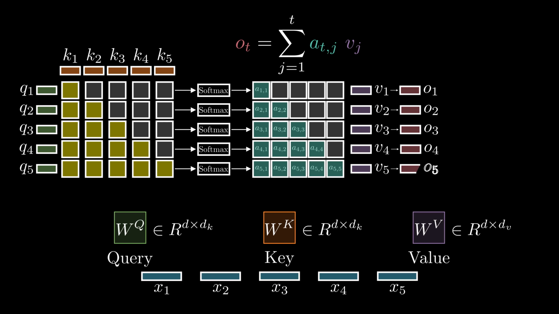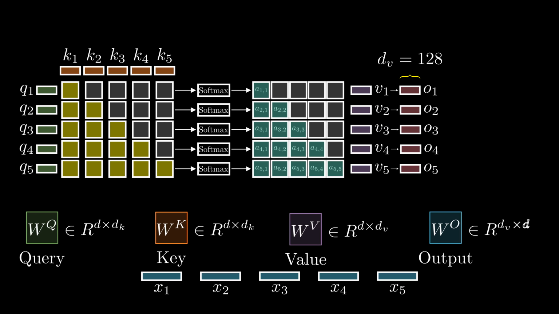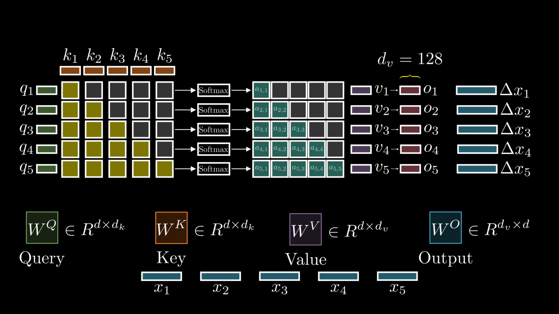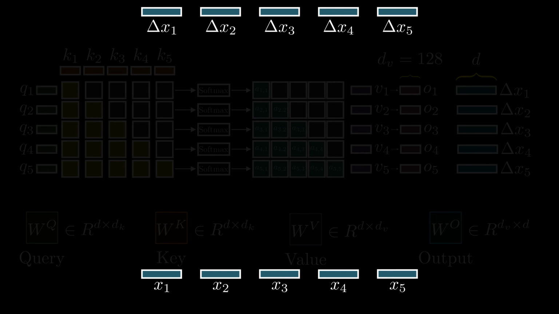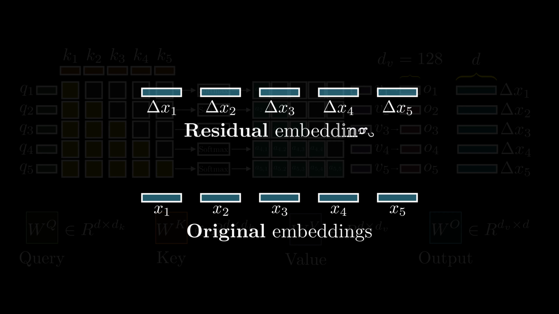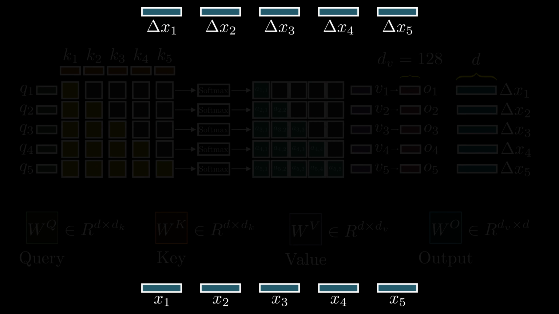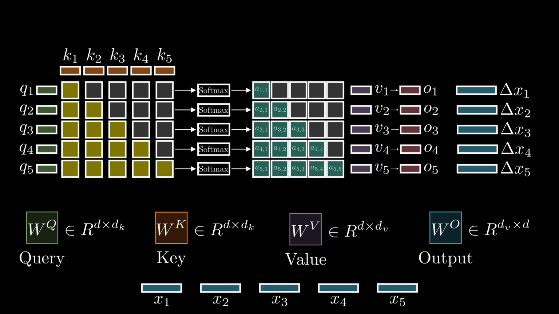But the value vectors typically have much lower dimensionality than the original embedding dimension d. Therefore, we use an output matrix WO to convert the output vector back to the same dimensionality of the token embedding. We then add these residual embeddings to update the original token embeddings. This self-attention mechanism enables the model to incorporate contextual information into each embedding, ensuring the refined embeddings capture relevant details from the entire sequence. But explicitly writing out individual vectors can quickly get out of hand.